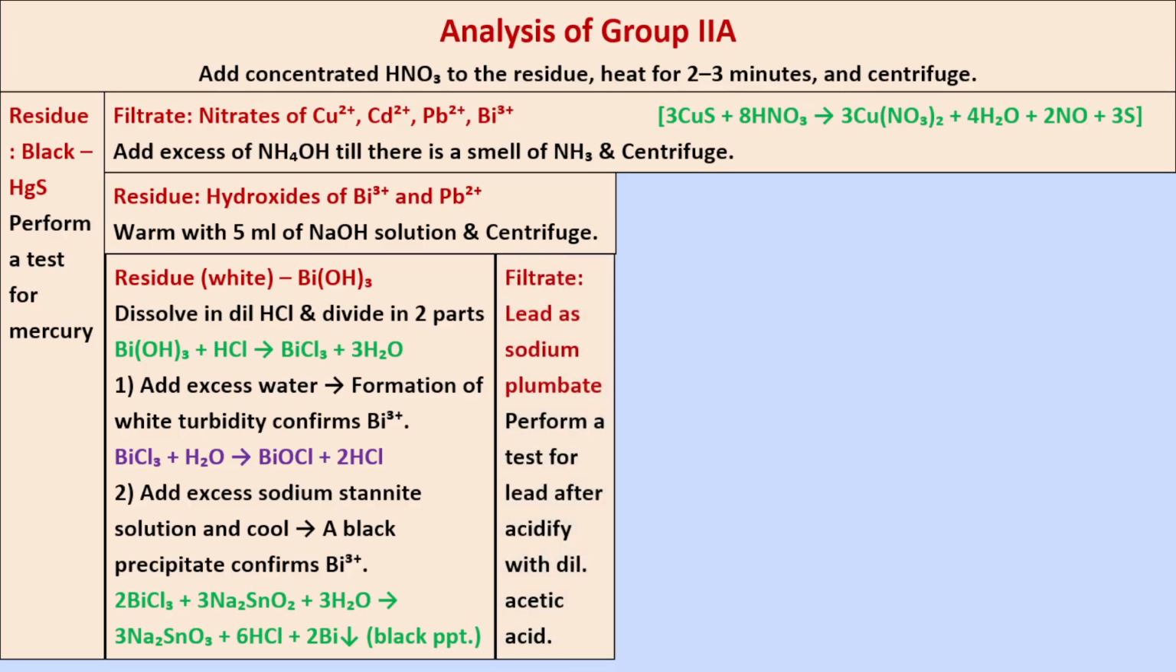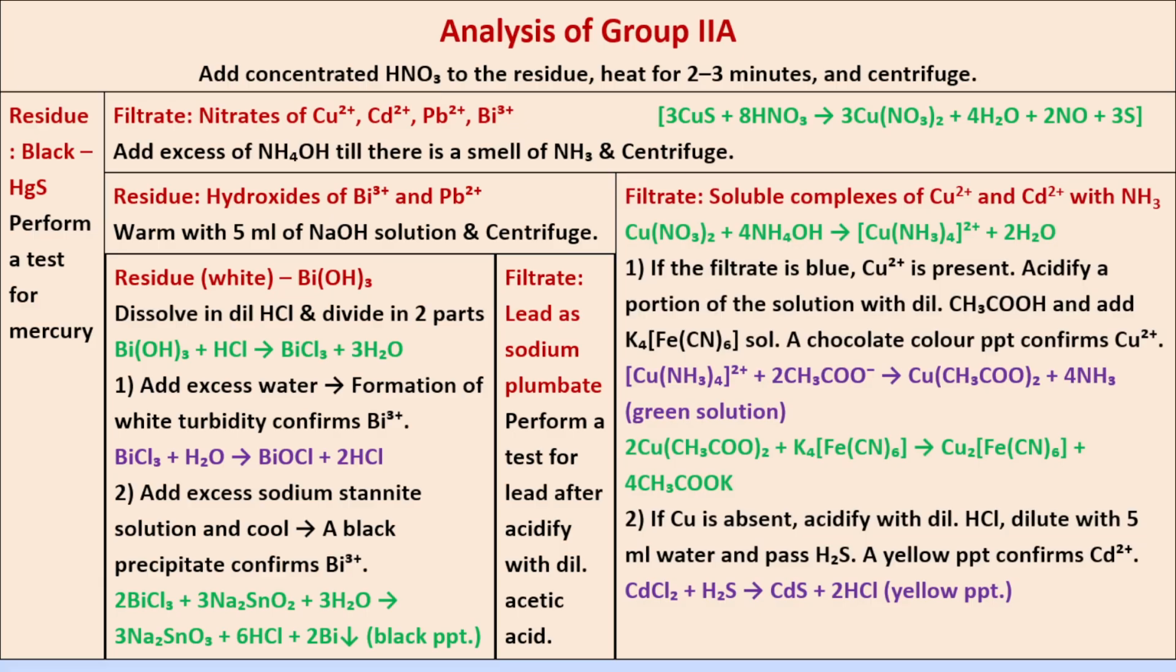The filtrate obtained after the separation of bismuth may still contain lead in the form of sodium plumbate. This solution is acidified using dilute acetic acid and subjected to the confirmatory test for lead as previously described. The final filtrate after the separation of bismuth and lead contains soluble ammoniacal complexes of copper and cadmium. Observation of blue color in the solution suggests the possible presence of copper.